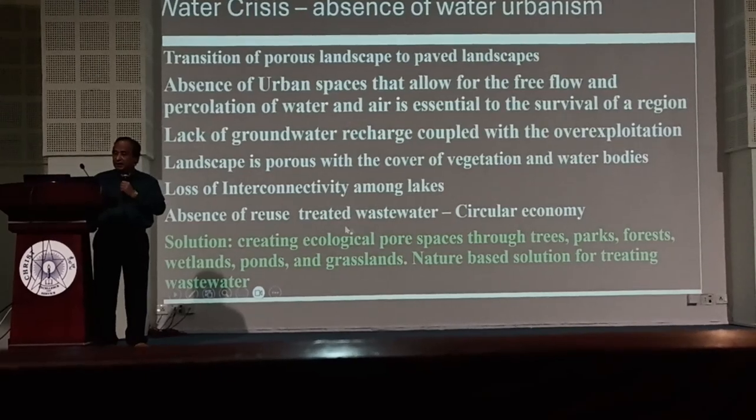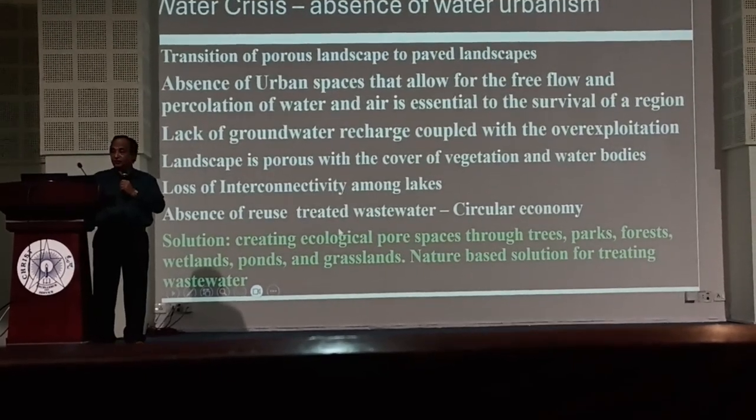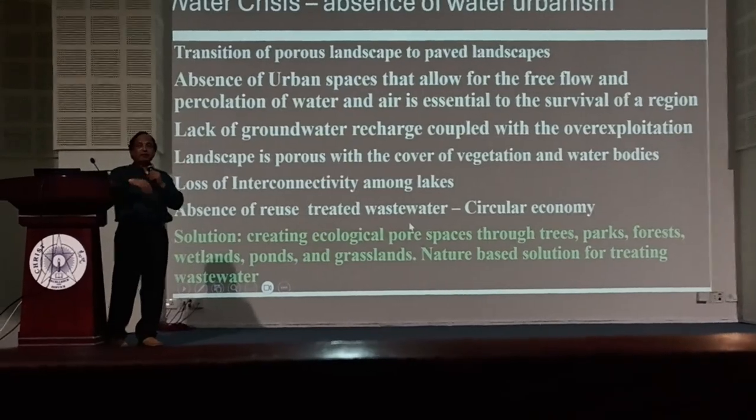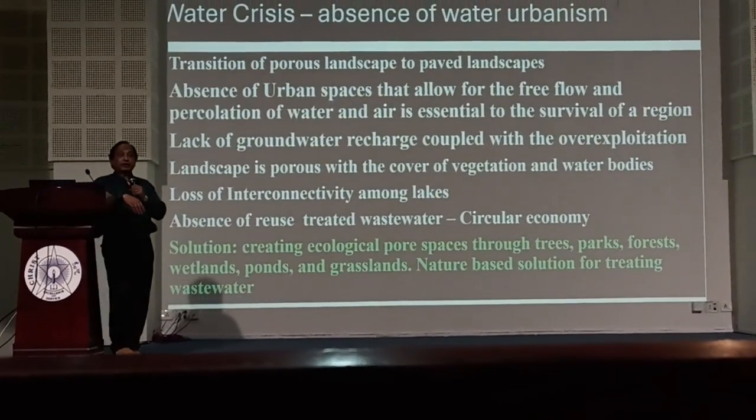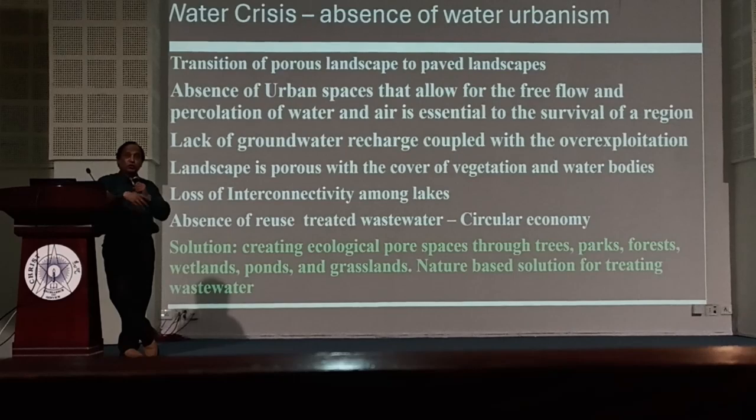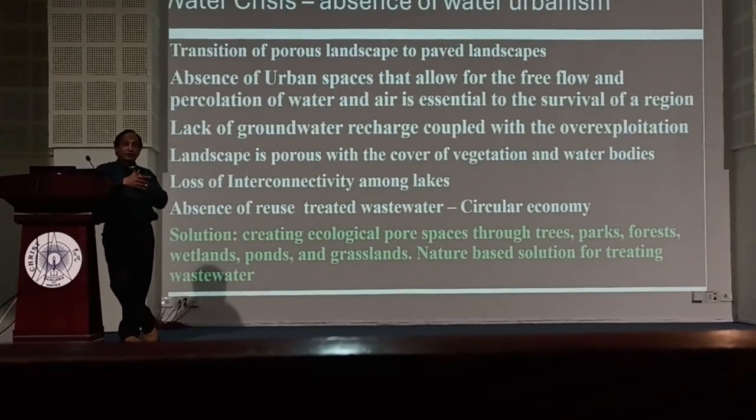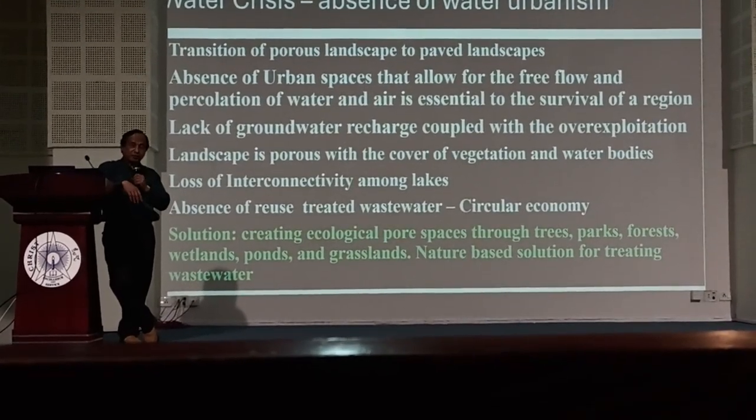And the second is the absence of reuse of treated wastewater. Sometimes when I write an article, people write to me saying, why do you want us to drink wastewater, treated wastewater?